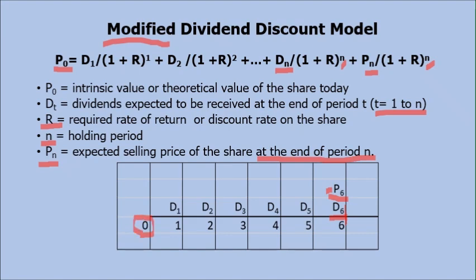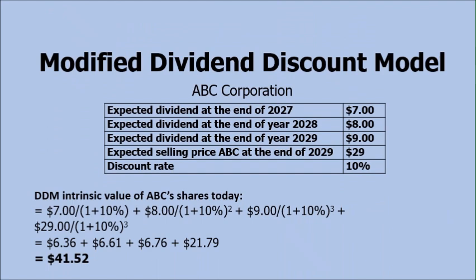As you may note, this modified dividend discount model fixes a holding period n and requires an estimation of the selling price Pn at the end of the holding period. Let us understand the dividend discount model with an example. Say there's a company called ABC Corporation. The expected dividends of ABC Corporation at the end of years 1, 2, and 3 are $7, $8, and $9 respectively. The expected selling price of ABC shares at the end of the 3 years is $29, and the discount rate is 10%.